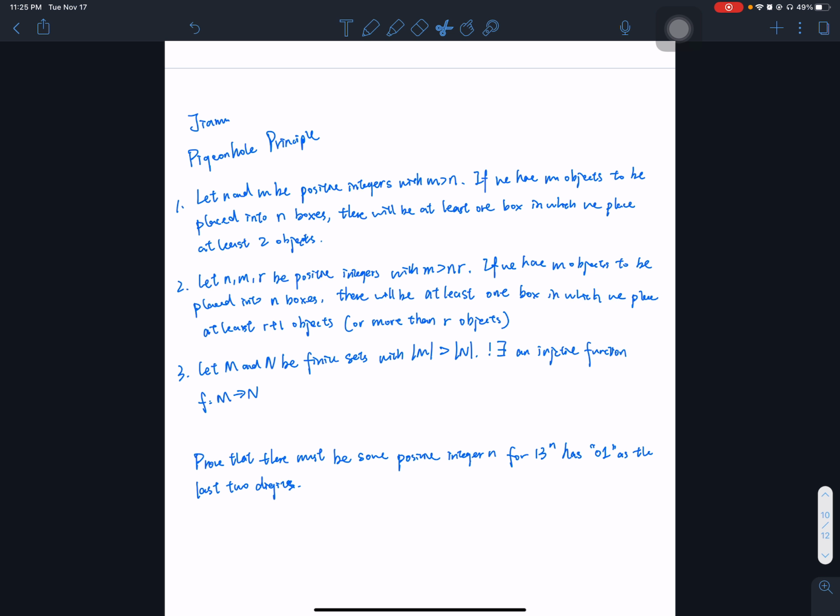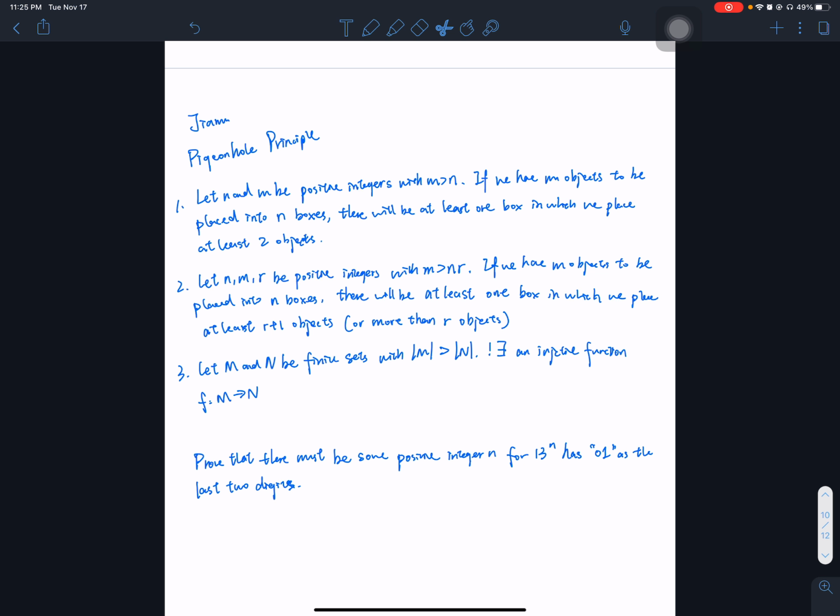Finally, the most general version of the pigeonhole principle is that suppose we have m and n, which are finite sets, and m's cardinality is smaller than n's cardinality, then there doesn't exist an injective function f which maps from m to n. This is correct because if we had such an injective function, we would know that m's cardinality is at most n's cardinality, which contradicts the assumption. So there doesn't exist such an injective function.